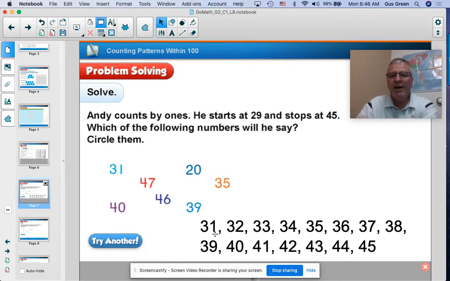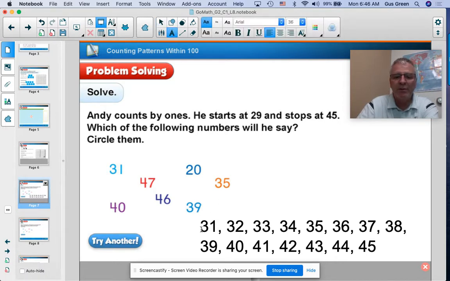If you started counting at 29 and ended at 45, let me fix my mistake here so I don't have to re-record the whole thing.